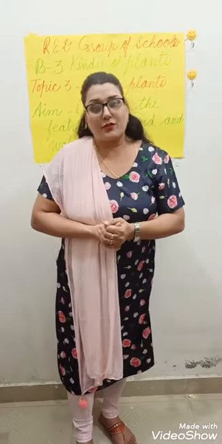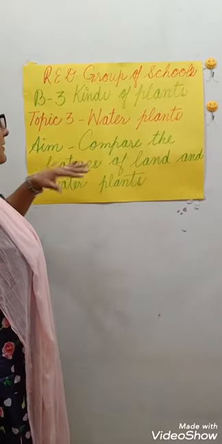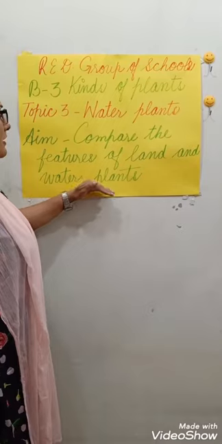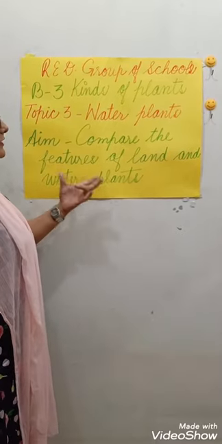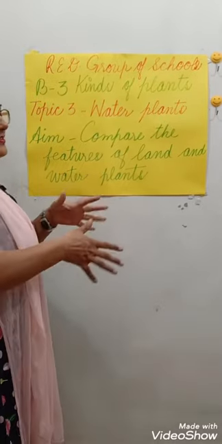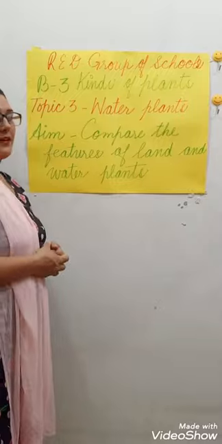Let's move towards our topic. So today our topic is water plants, पानी वाले plants. The aim is to compare the features of land and water plants. आज हम तुलना करेंगे कि land plants और water plants में जो features हैं उनमें क्या difference है या क्या similarities है वो हम देखेंगे.